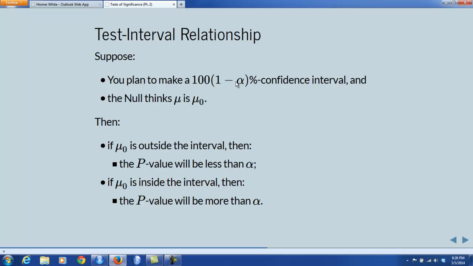If you were to think of alpha as 0.05, then 1 minus alpha would be 0.95, and 100 times that would make a 95% confidence interval, and then if you lie outside the interval, the p-value is less than 0.05, and if you lie inside the interval, then the p-value is more than 0.05. So you see how this fact generalizes the fact about 95% intervals and a 0.05 cutoff. In a similar way, it generalizes the fact about 90% intervals and a 0.10 cutoff.